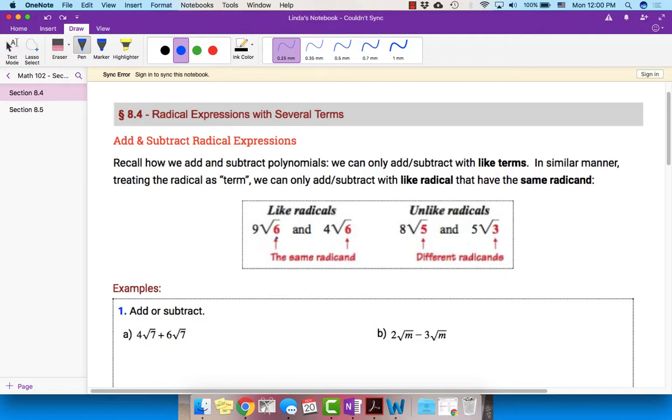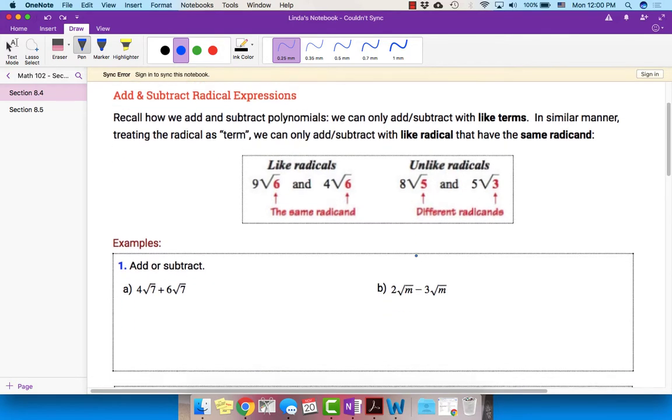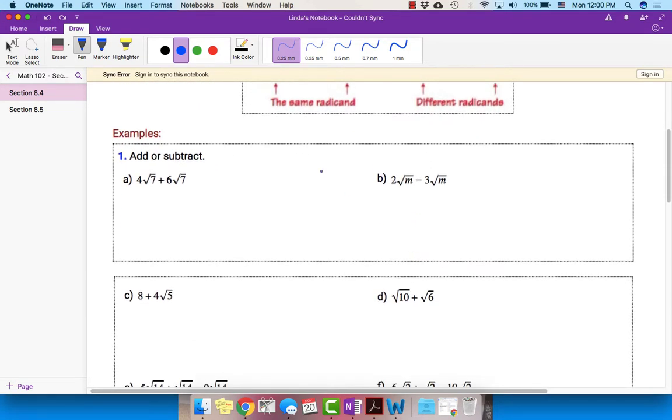Like radicals mean that it has not only the same exact square root, or cube root or fourth root, but the inside, which is the radicand, has to be exactly the same also. When you add or subtract, you simply take the number directly outside of it and add or subtract. This is an example of unlike radicals: 8 square root of 5 and 5 square root of 3 are not like radicals because the 5 and the 3 are not the same. So let's take a look at some examples here.